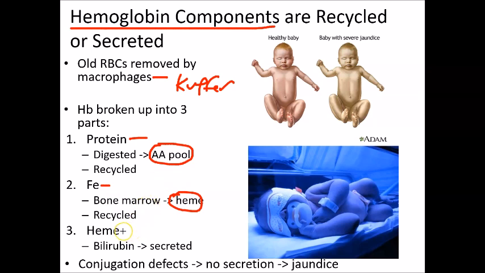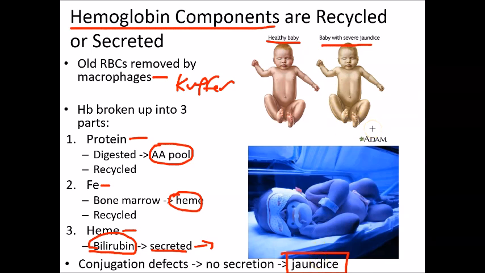But one portion of the heme, bilirubin, will be secreted. If we can't break it down and secrete it, then it builds up in the blood. And if it does that, then we get a condition called jaundice. I think most of you are familiar with that condition. Here, on the left, a nice pink healthy baby. And on the right is a baby with severe jaundice. So you can see the yellow and things like that. And that's because of the bilirubin that we see.